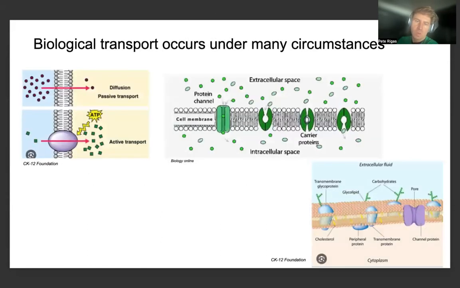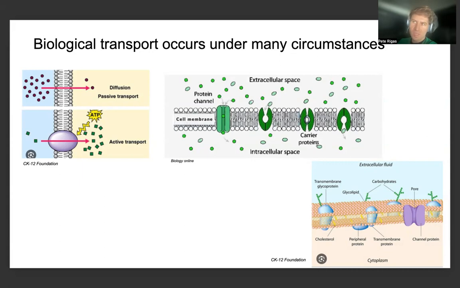So first, what we want to realize is that biological transport occurs under many different types of circumstances. We can look for different ways in which diffusion can occur depending upon the direction in which passive transport occurs, which can also be related to the fact that there's some release of ATP along an active transport mechanism that's given in the first reference for a picture.